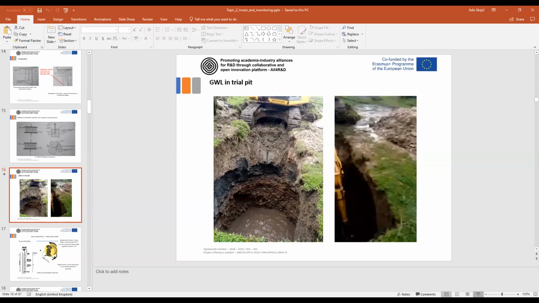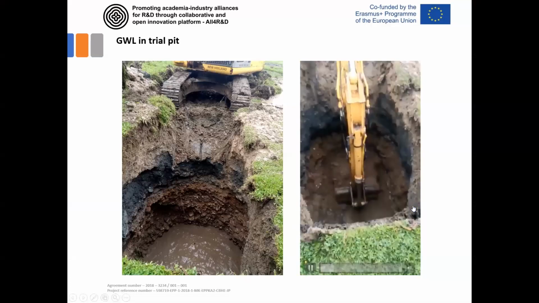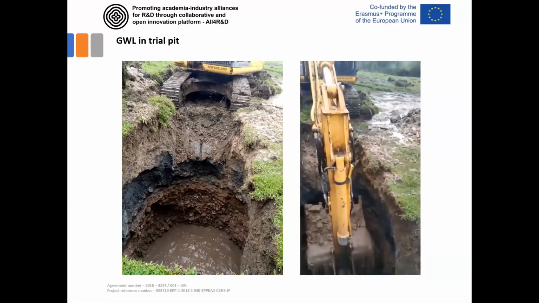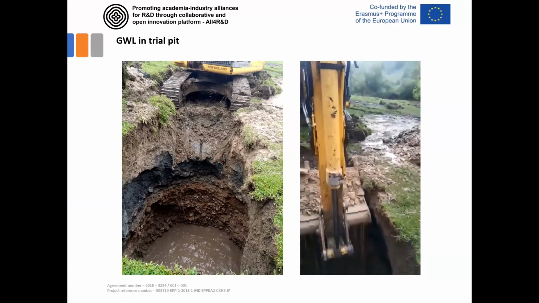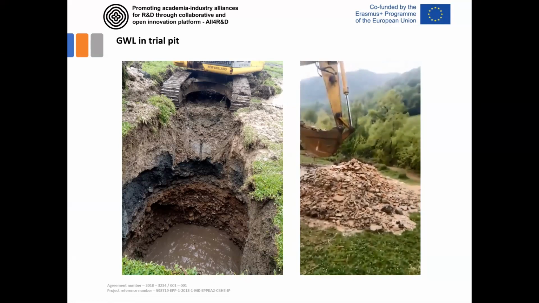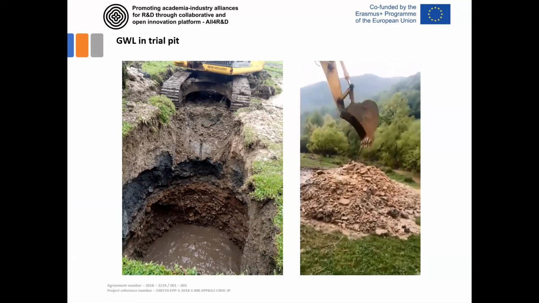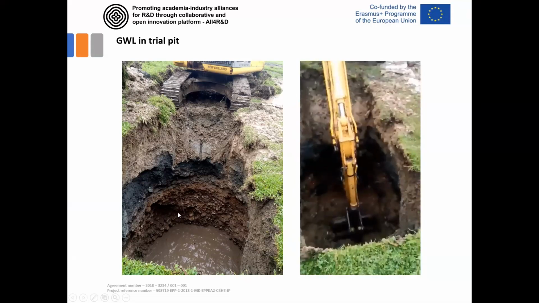This is an illustration of groundwater conditions during the construction of one trial pit near the river. When we have this gravel-like material, it is usually full of water, since it has a quite large permeability coefficient, so we can see the conditions in the soil are like this.